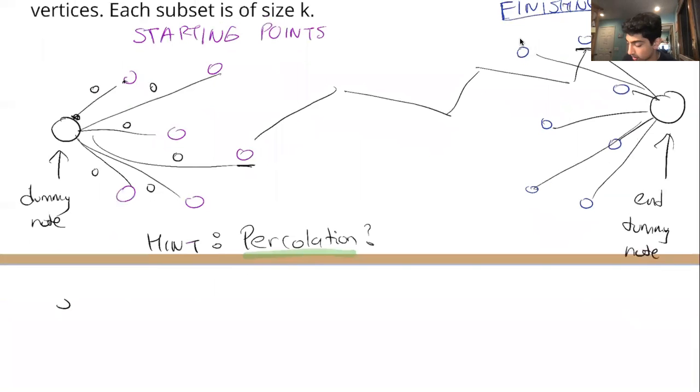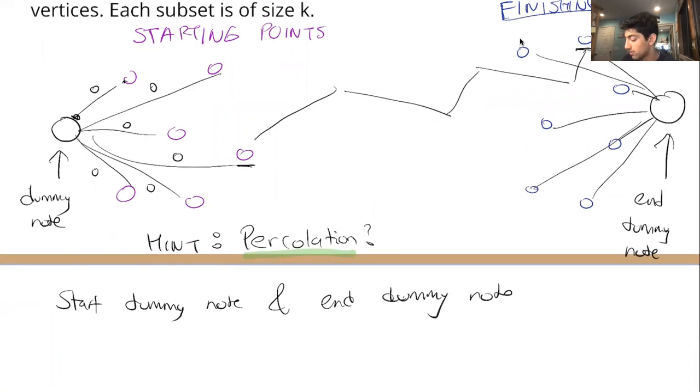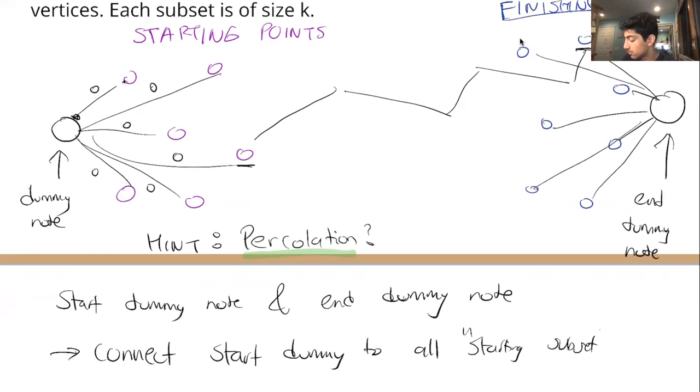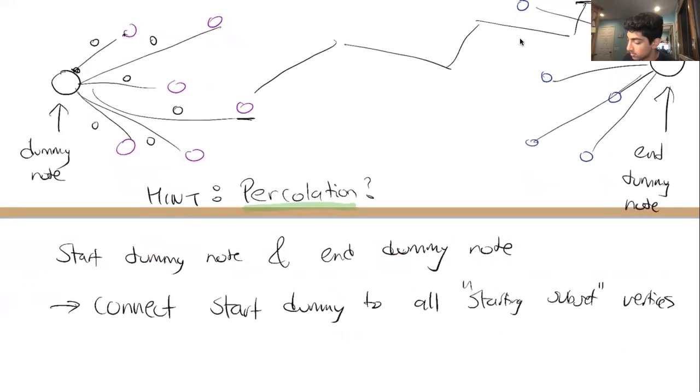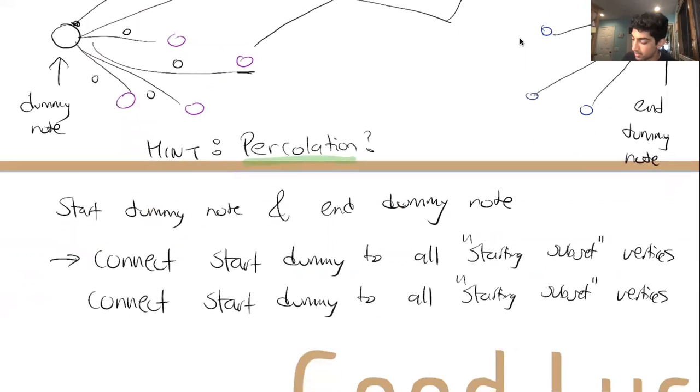To recap, start dummy node, and end dummy node, right? Then we connect the start dummy to all starting subset vertices. And then in the same light, we connect the end dummy to all ending set vertices. Okay, and then we run Dijkstra's.